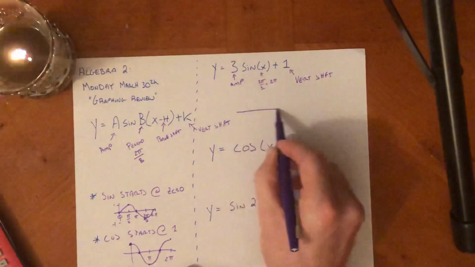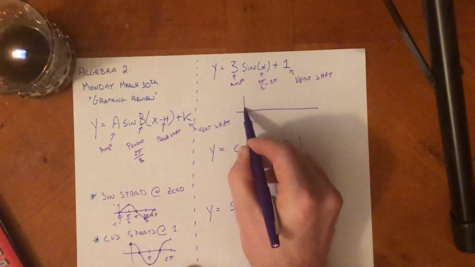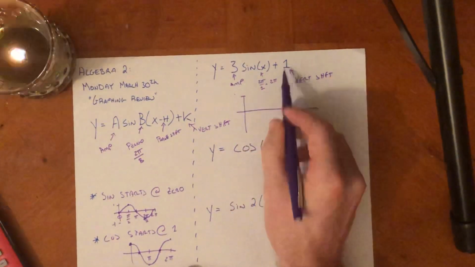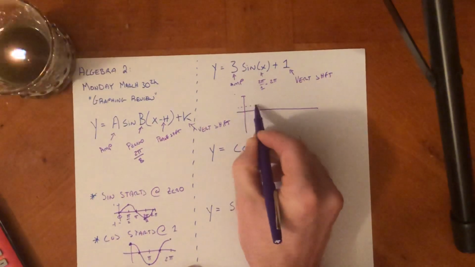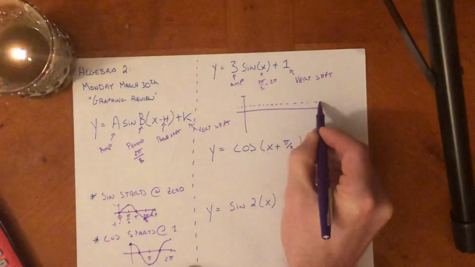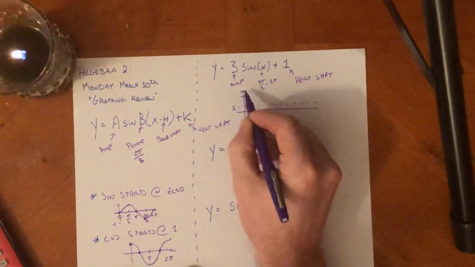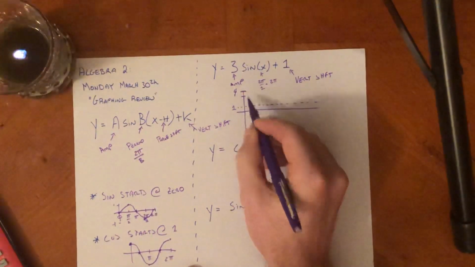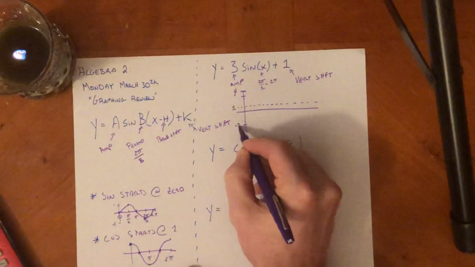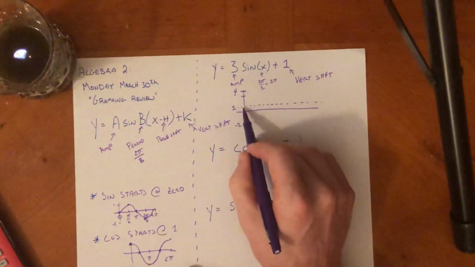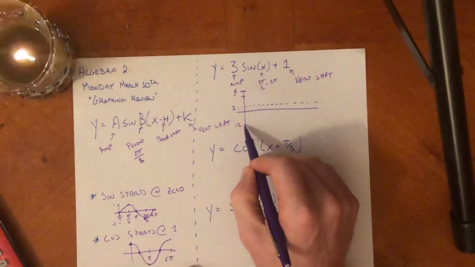So if I were to graph this, I would start by drawing this. And I can go up to 3. Oh, wait, actually, my midline is at 1. And then I can go up to 4, or I can go down to -2, because my amplitude is 3. So 1 to 4 is 3, and 1 to -2 is also 3.